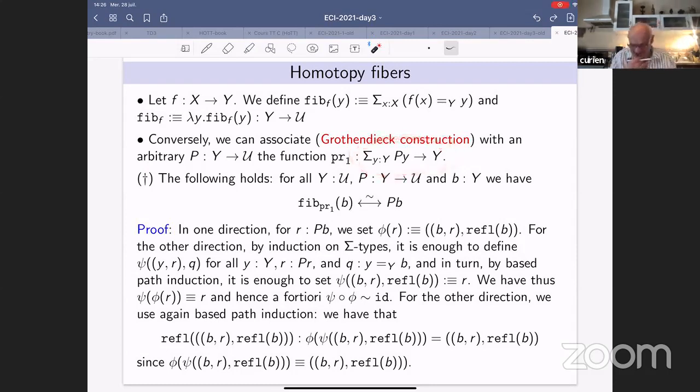So what does it mean? Let's see what a typical element living here looks like. By definition of fibers, it consists of an element, pr1 is of this type. So an element here is a triple of this form.